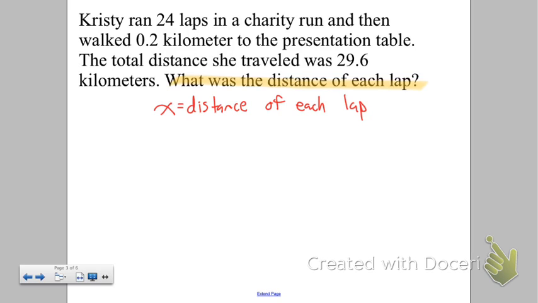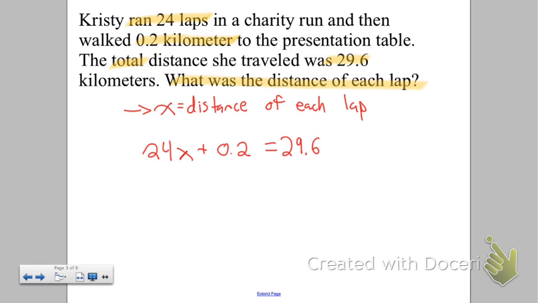So her total that she traveled was 29.6 kilometers, and she ran 24 laps. So we're going to have something equal to 29.6. She ran 24 laps. So we're going to have 24 times the distance of each lap, which we just said was x. Now she also walked the 0.2 kilometers. Since she ran that and walked that together, we're going to add up these two terms.